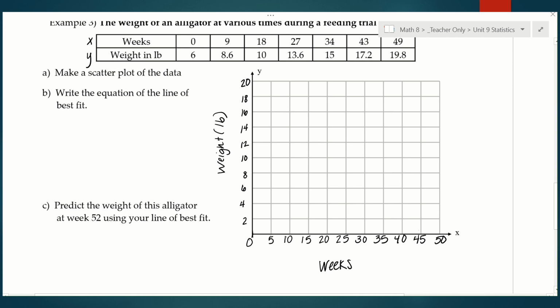Once you have your scales, we can go ahead and plot our points. It's tricky when you are trying to figure out where all these decimals go, but I think that looks good.